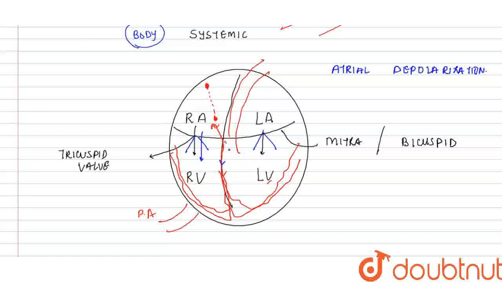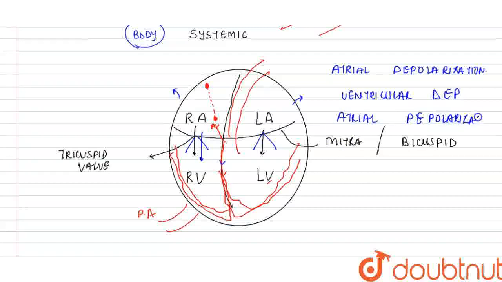The ventricles will contract, and that is known as ventricular depolarization. Now, while the ventricles are undergoing contraction, the auricles will relax. That process is known as atrial repolarization.